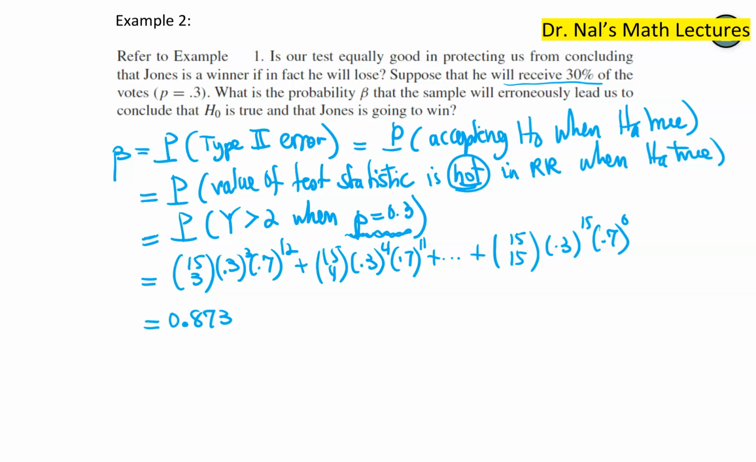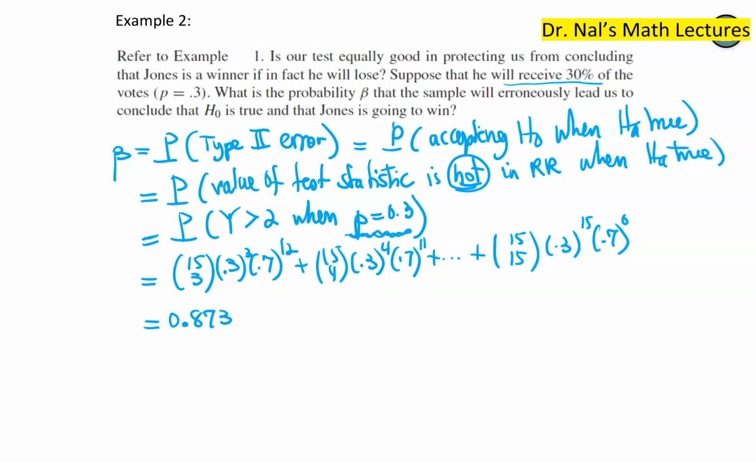So here what we are saying is, if we use a rejection region where y is less than or equal to 2, our test will usually lead us to conclude that Johns is a winner, even if the true probability is 0.3. Does that make sense? It's not a good test in that sense, in terms of the beta. The beta is as high as 0.873, very close to 1.